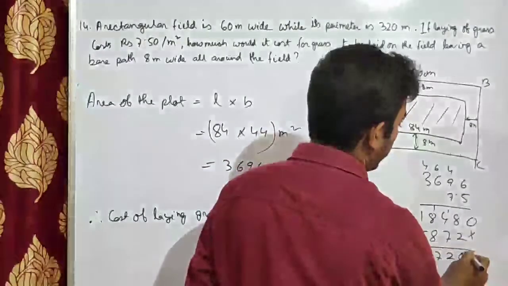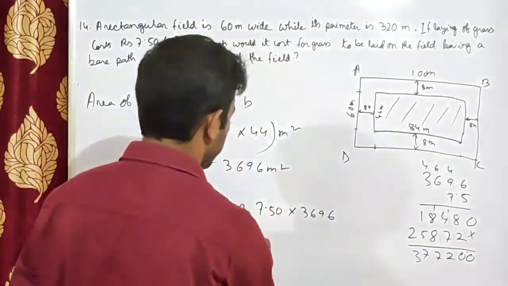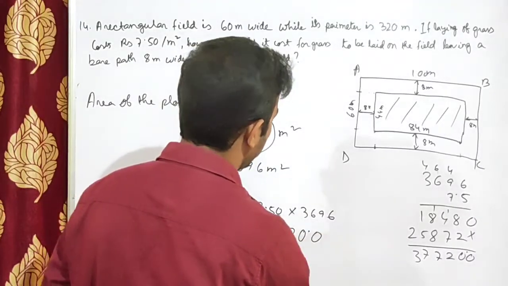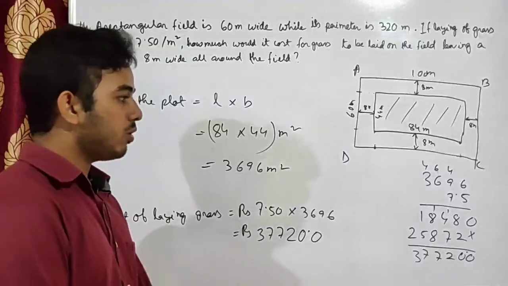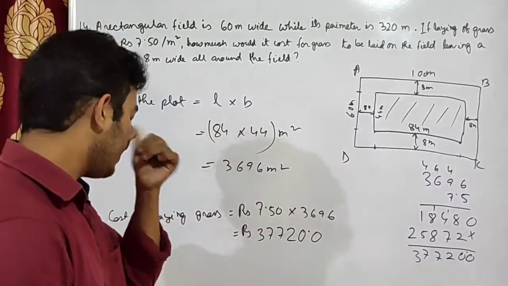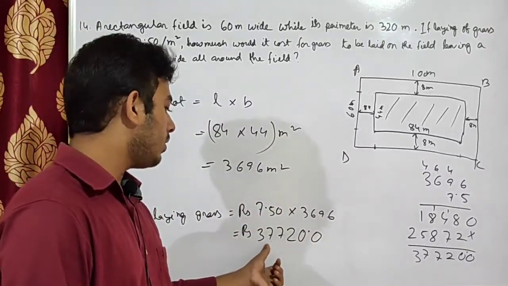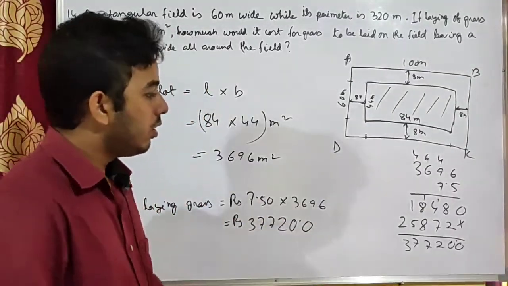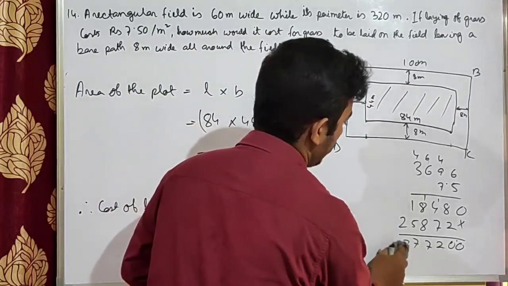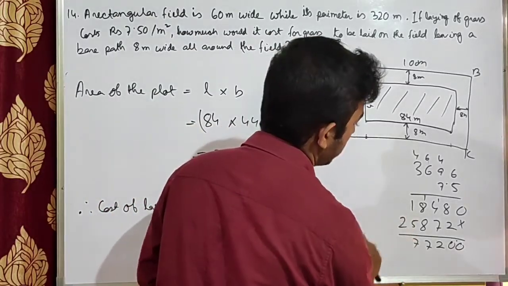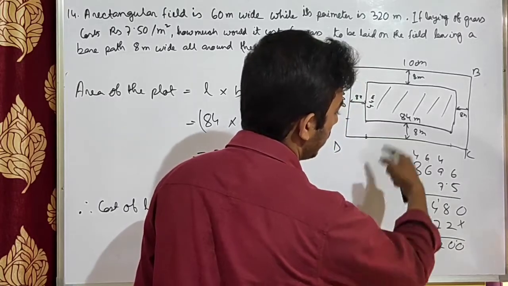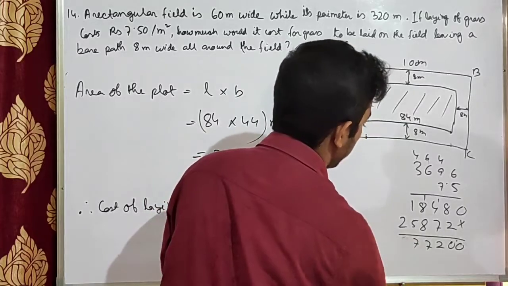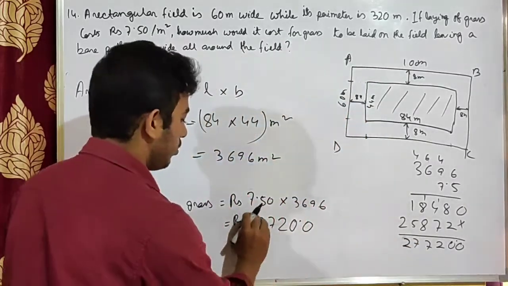So here the point comes after 1 digit, so it will be rupees 37,720.0. Okay, so this is the total cost of laying grass in the plot. Clear? Okay, sorry, here it will be 2, isn't it? Because 7 plus 5 is how much? 7 plus 5, 5 plus 1 is 6, then 1 remains 7, okay? So sorry, here it will be 2. So here also it will be 2.